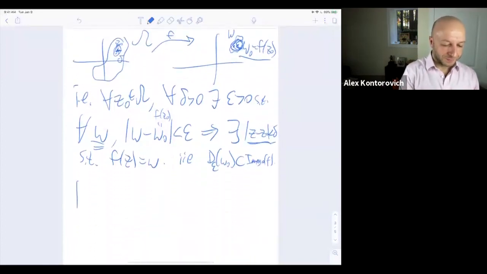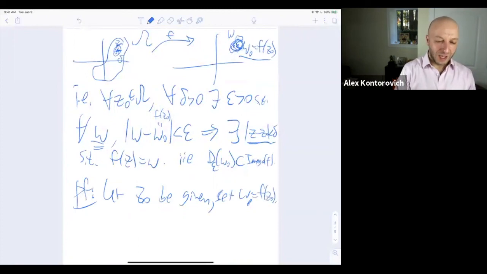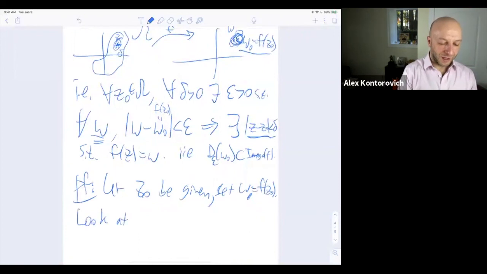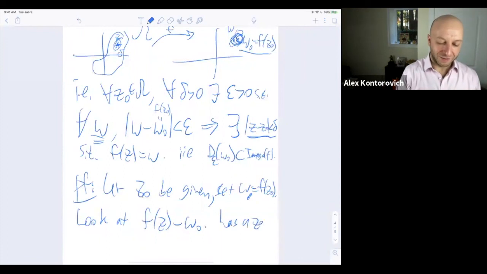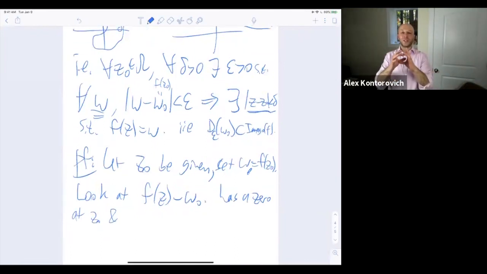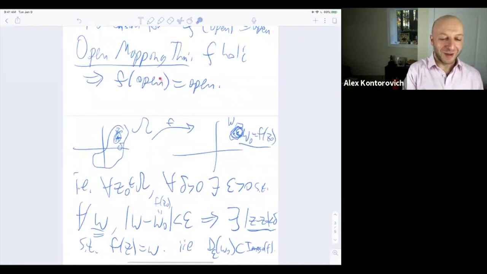All right, let's prove it. Let Z0 be given. Set W0 to be F of Z0, and look at the function F of Z minus W0. This has a 0 at Z0. And there's a neighborhood of Z0 where that's the only 0, since F isn't constant. By the way, this is not true if F is constant. The constant function does not map an open set to an open set. So F is not identically a constant.